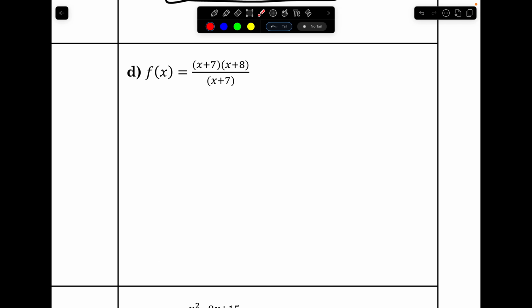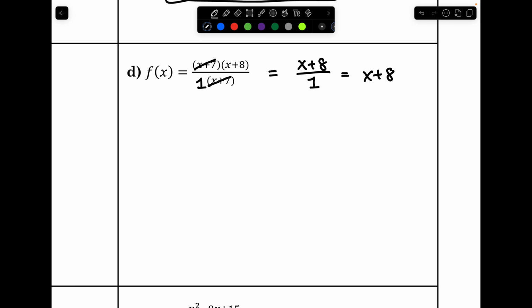So continue with the next example, similar situation here. Since these things are already in factored form, we can factor out the common factor. The x plus 7 is a common factor. We can divide that out, which is going to give us a simpler form of this. It's going to be x plus 8 over 1, since this is technically 1 times x plus 7. And x plus 8 divided by 1 is just x plus 8.